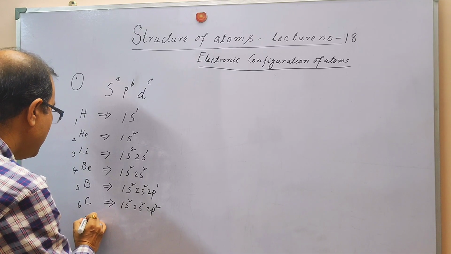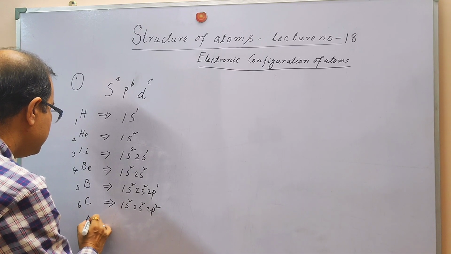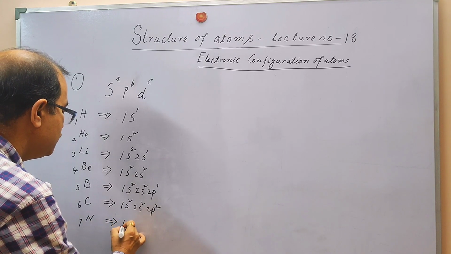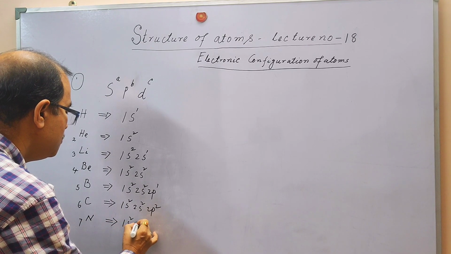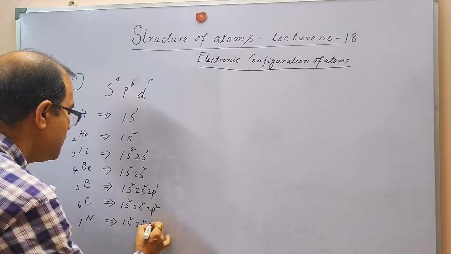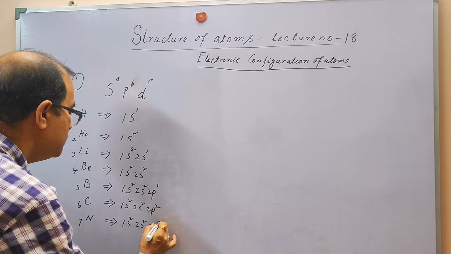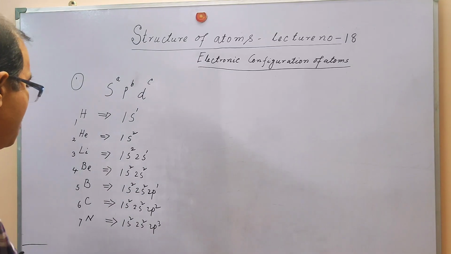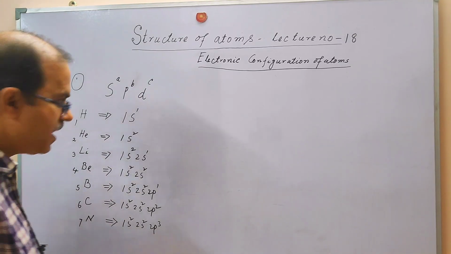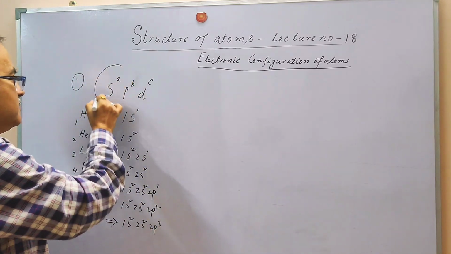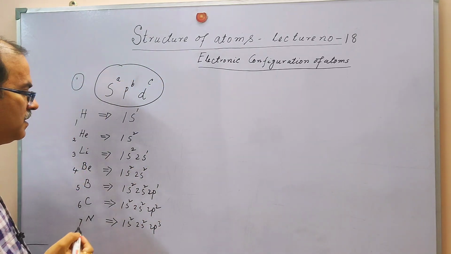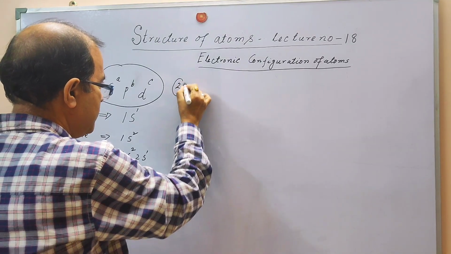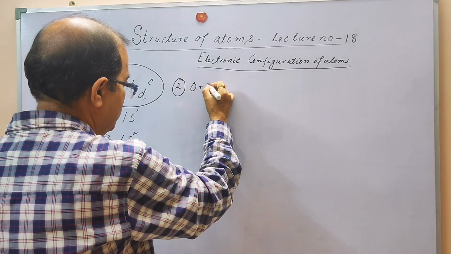Then you have the next element, nitrogen. Nitrogen has atomic number 7, and it will have 1s2, 2s2, and 2p3. In this fashion, you can see the electronic configuration of the elements has been done as per this notation. This is the subshell notation. This is another notation that we will understand side by side, that is the orbital diagram.